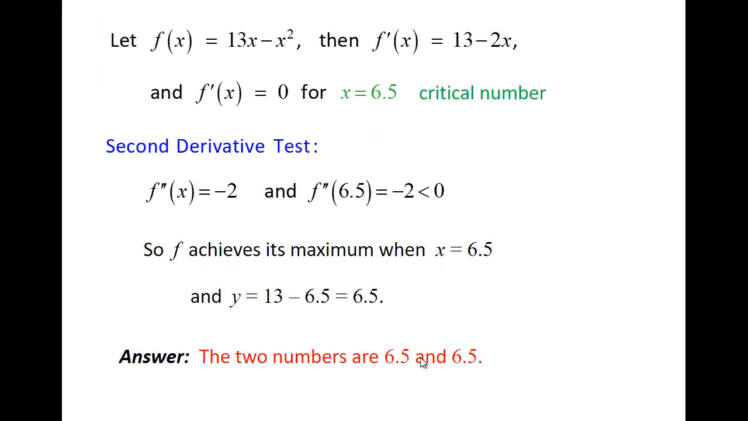So this is above 36. The product here would be above 36. So the maximum product here would be 6.5 times 6.5, and 6.5 times 6.5 is 42.25. So the maximum product we can get here is 42.25.